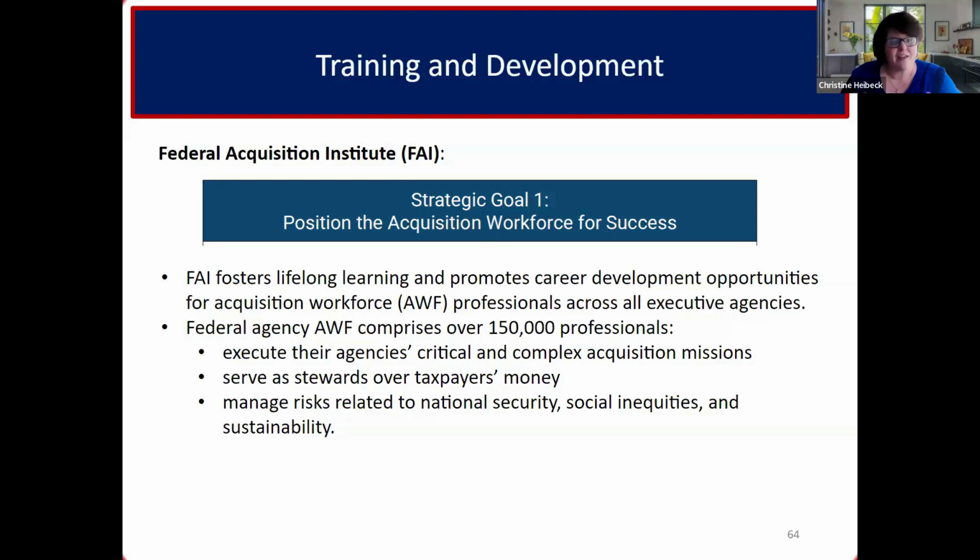Across the federal acquisition community, there are about 150,000 professionals executing critical and complex missions, serving as the stewards over taxpayer money and managing the risks involved in our mission and in our contracts. So that's what FAI's goals are.